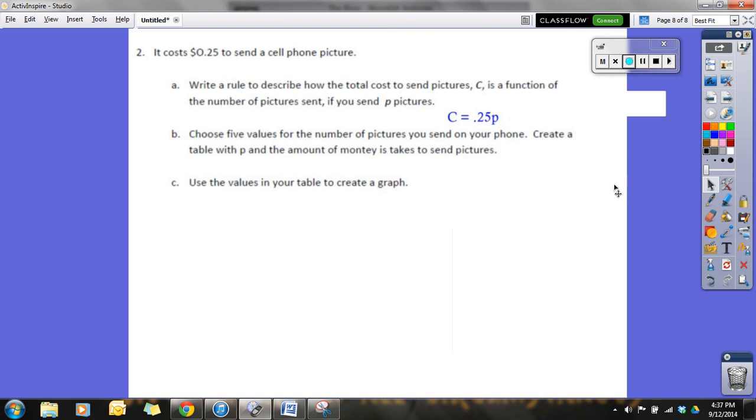Okay, now you need to create a table and a graph again. Make sure that you are choosing numbers that make sense for this problem. Go ahead and pause the video and get your answers, and then when you come back you'll be able to check them.